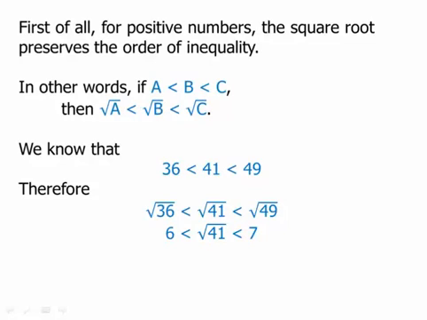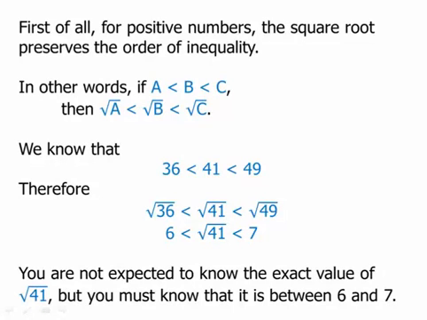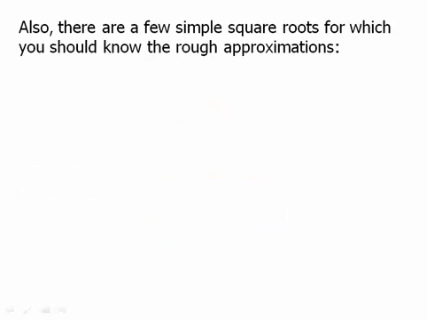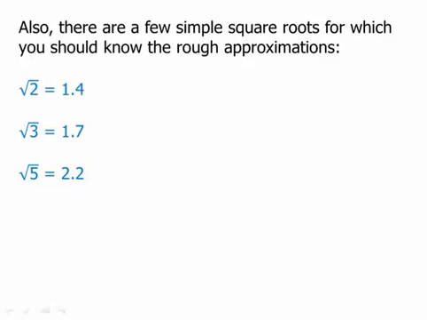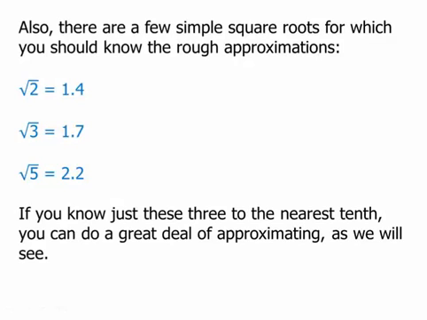So this tells us that the square root of 41, whatever it is, has to be a decimal between 6 and 7. So again, the test is not going to expect you to know the exact value. It is going to expect you to be able to figure out that the square root of 41 is a decimal between 6 and 7. Also, there are a few simple square roots for which you should know the rough approximations. Knowing these is very useful for approximations. If you just know these three to the nearest tenth, you can do a great deal of approximating, as we will see.